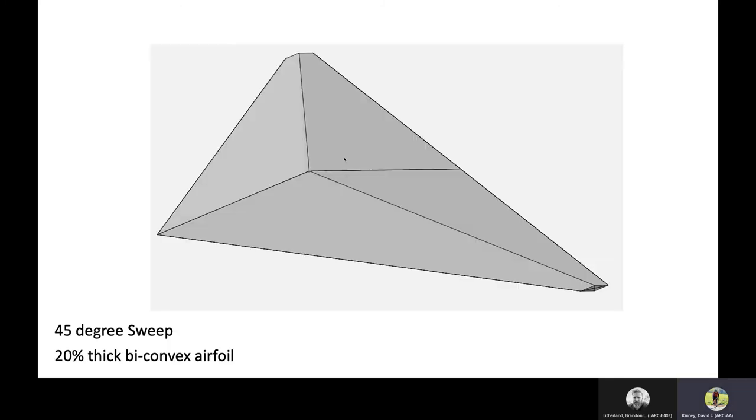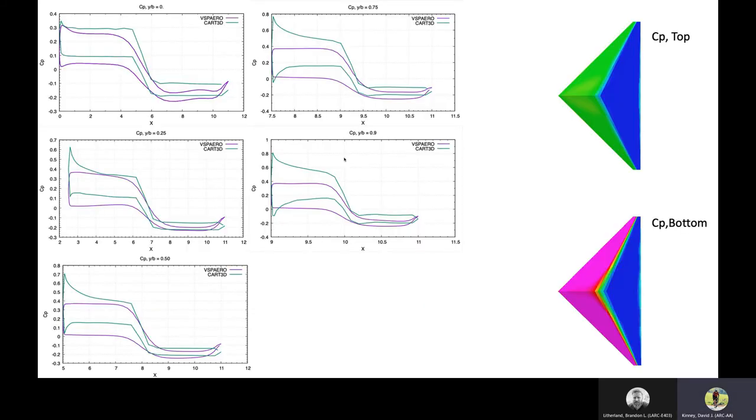So this is just my generic test case. This is just a 45 degree sweep delta wing. It's a really way too thick biconvex airfoil, but I wanted to push things and compare against CART3D, which is an Euler solver. If I'm doing super thin stuff, then I could just go with VLM. So I was like, well, let's just make it 20%. So the solutions are basically over there on the right.